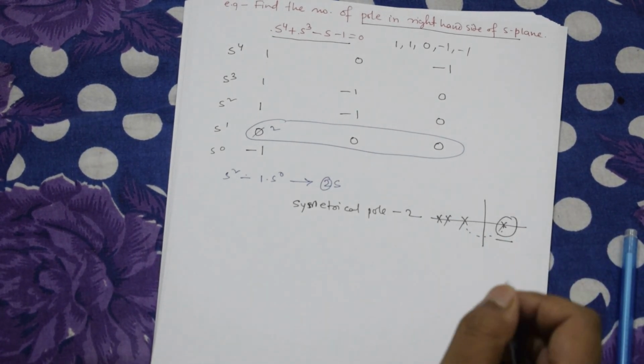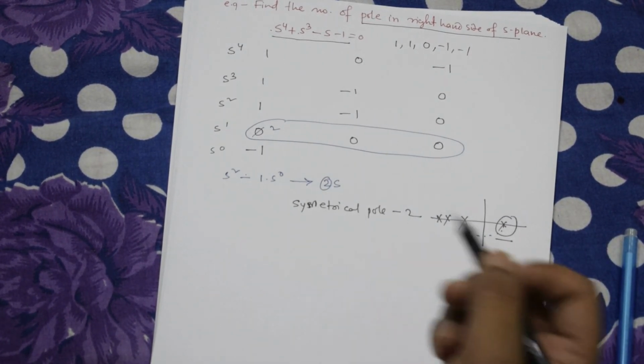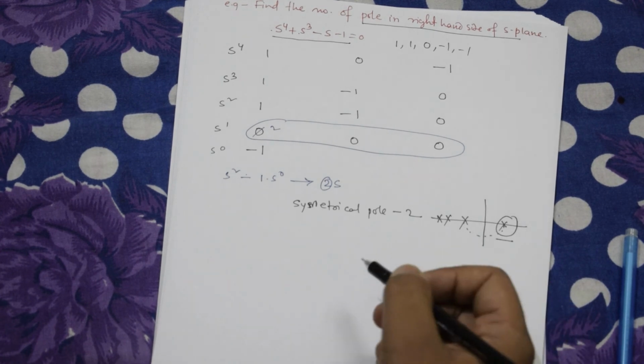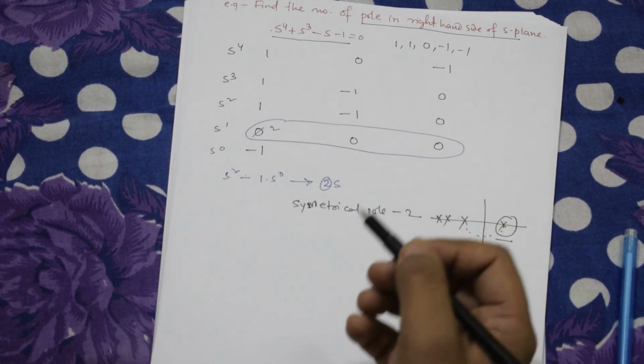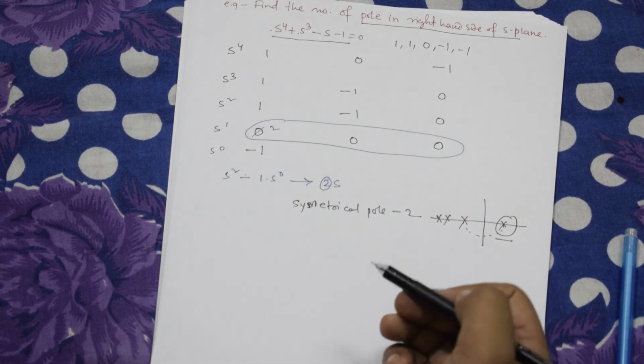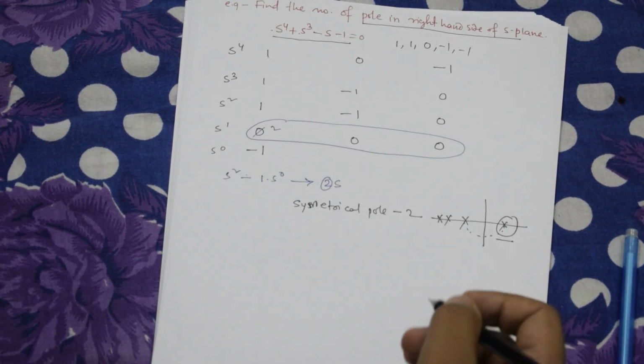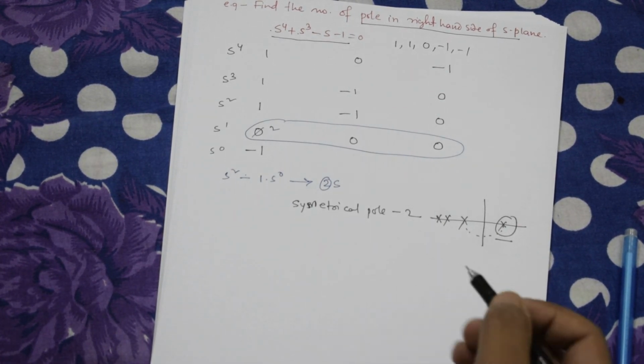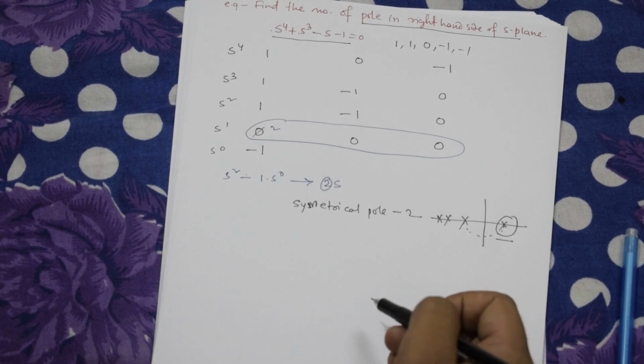So friends, in this video we learned how to find the number of poles and what are the stability criteria, how we can say that the system is stable, unstable, or marginally unstable. In the next video we will solve some more problems on different topics of RH criteria.